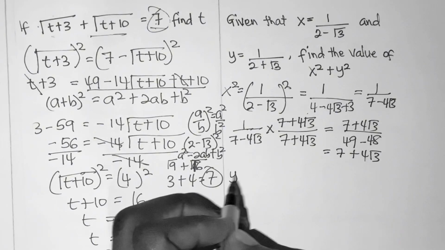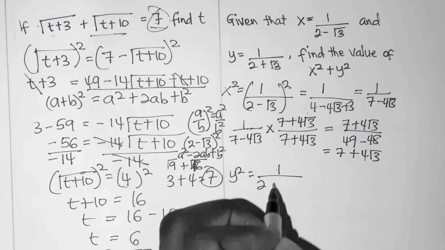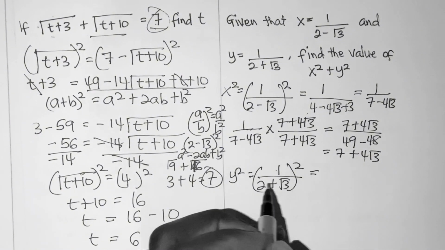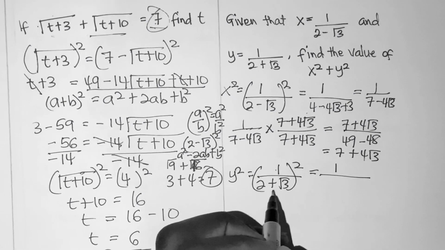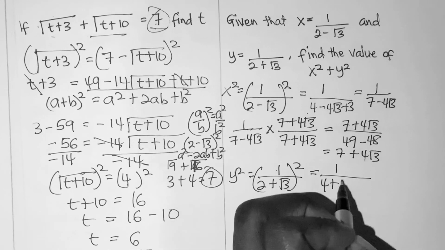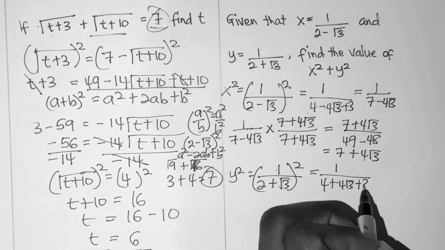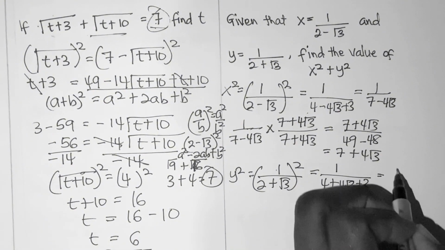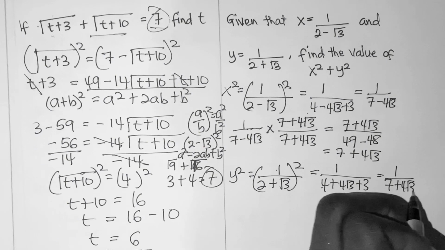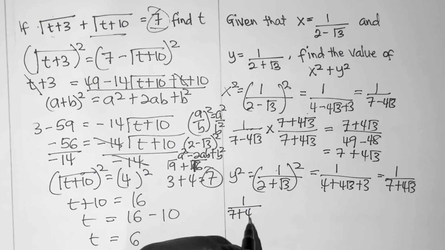Now let's find y squared. y squared is 1 divided by 2 plus root 3, whole squared. So the same thing. 1 squared is 1, divided by 2 squared is 4. Then plus 2 times 2 is 4, so 4 root 3. Then root 3 squared is 3, so plus 3. This will give us 1 divided by 4 plus 3 is 7, so 7 plus 4 root 3. Let me rewrite that here: 1 divided by 7 plus 4 root 3.